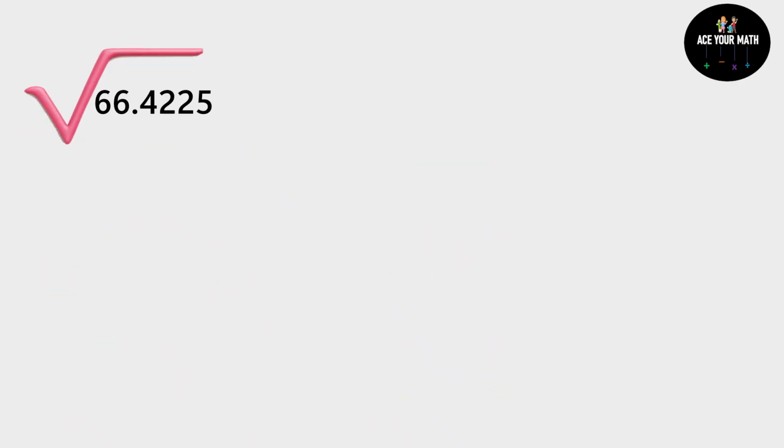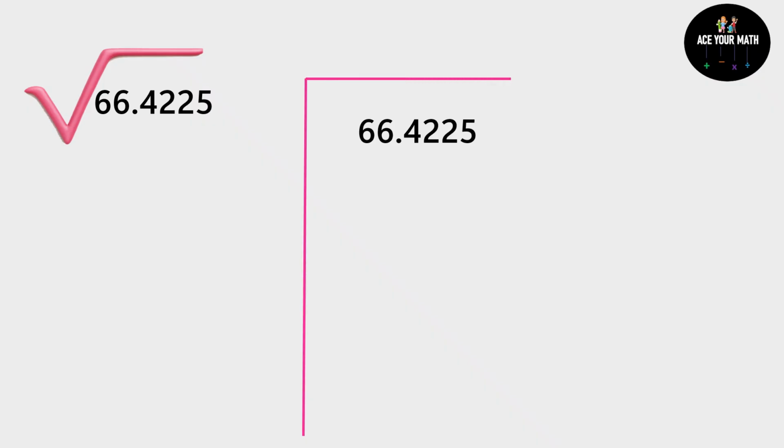Okay, we'll try one more question. It is 66.4225. So first of all, write down the number. The next step is you put lines like this. Now we'll start forming groups from the left hand side of decimal. So you will start from 6. So 66 forms a group. Now for the right hand side, you will start from 4. So 42 forms another group and 25 is your third group. So we form three groups here. So we are going to get the answer in 3 digits.